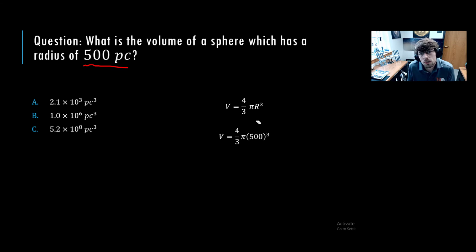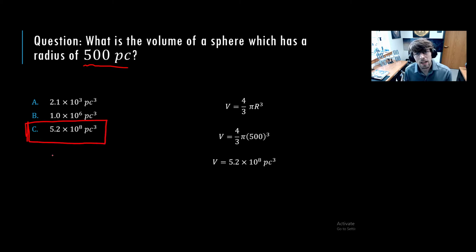Sweet. Nice. Okay, so we have the equation. All we have to do is substitute in the 500, and we're going to go ahead and cube 500. So, 5 squared is 25, and then multiplied by 5 again is 125. There we go. And so we throw that all into our calculator, and we get a volume that is 5.2 times 10 to the 8th parsecs cubed. And you say, well, Greg, how is that going to help me out? Let's get to the next question.